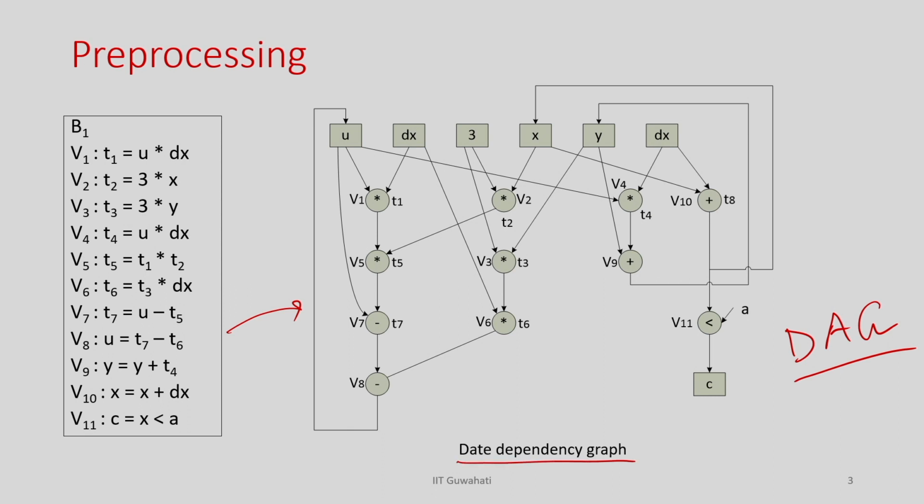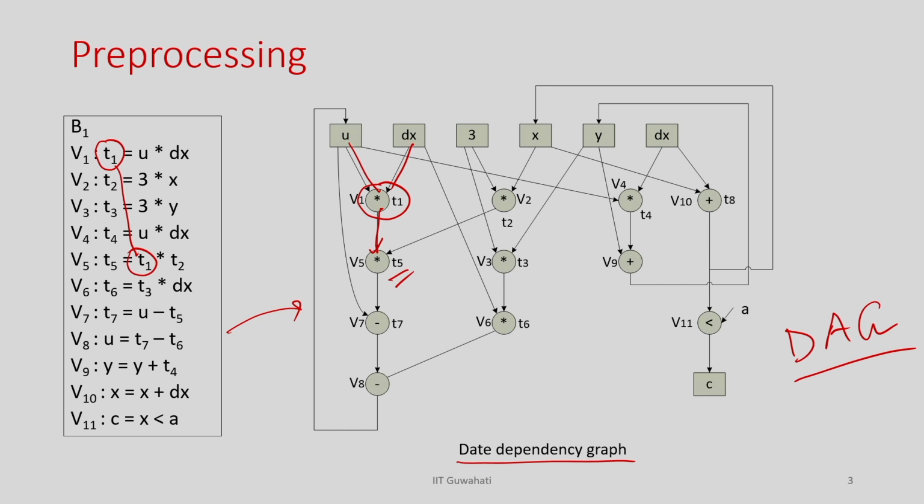And what is the data dependency? If some variable is getting defined somewhere and it is used in defining some other variable, there is a dependency. For example, here T1 is defined in V1 and that is getting used in defining T5. So, there is a dependency. This is my T1 operation which is doing U plus dx, and that goes to T5, where this T5 is getting calculated, right. This is the data dependency graph which we extract from the operations of a basic block.